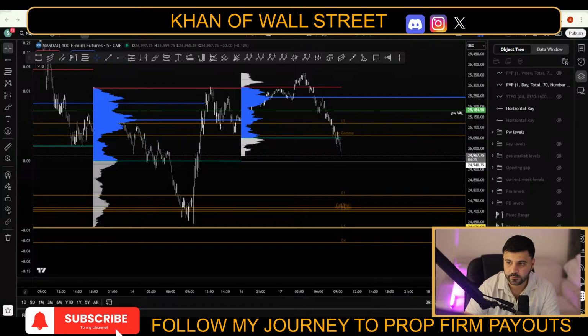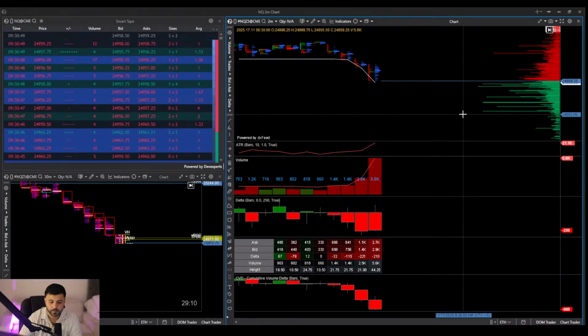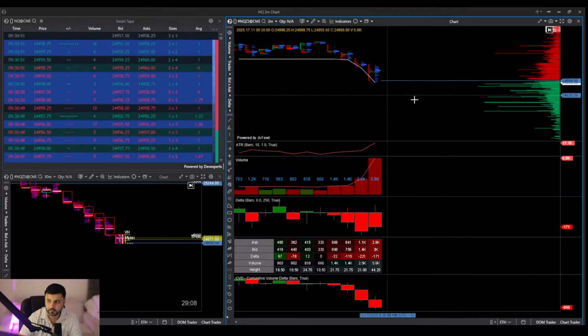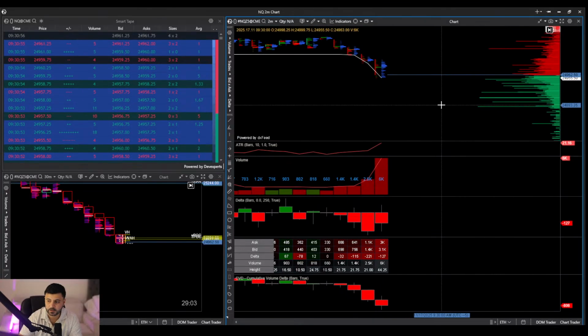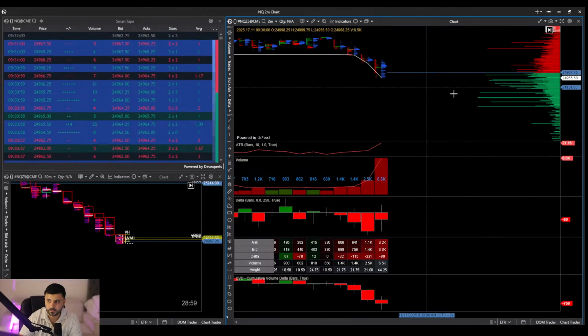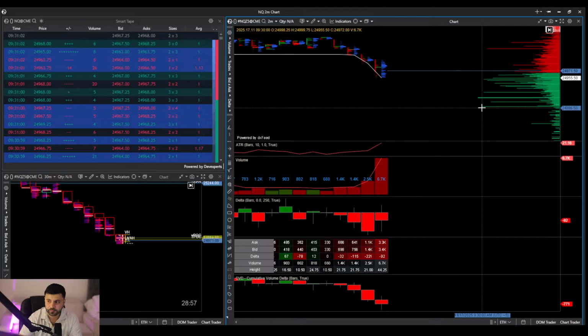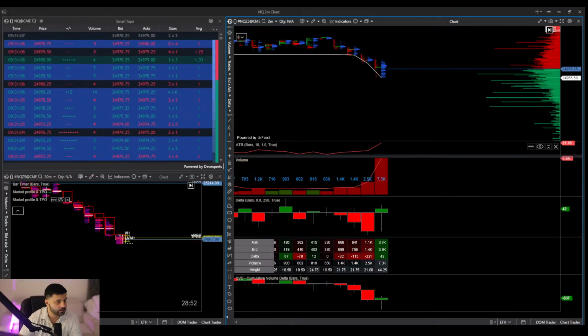Selling off, selling off, selling off. Heavy delta. Look at this. Really, really heavy delta. Loads of limit orders stacked here. Delta is so bearish. You see that? VIX climbing, 21.